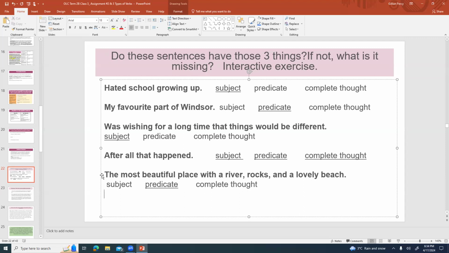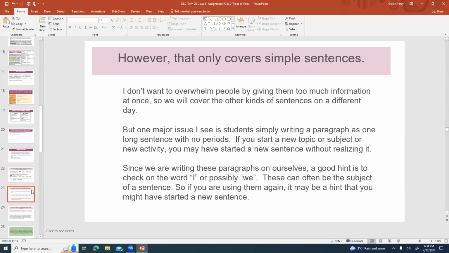I could put a subject. I could say it is the most beautiful place with a river, rocks, and a lovely beach. Or I could say the most beautiful place with a river, rocks, and a lovely beach is where we go camping. But I don't have a complete sentence here at all, right? I'm missing something significant that would make it make more sense. Okay, so I'm not going to cover a whole bunch of complicated sentences yet. We'll cover that as we go along, just not today.